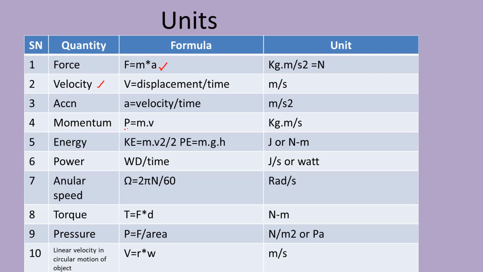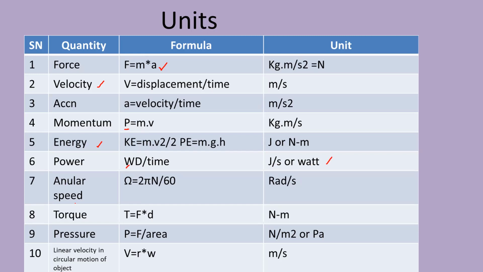Momentum is represented by P, and it is equal to mass into velocity, so the unit is kg meter per second. Then energy, kinetic energy or potential energy. The kinetic energy equation is 1/2 mv square, and the potential energy is equal to mg into h. The unit is Newton meter, or joule. Then power, the formula is work done upon time. We measure the work done in joule or Newton meter, and time in second, so it is joule per second, or watt.